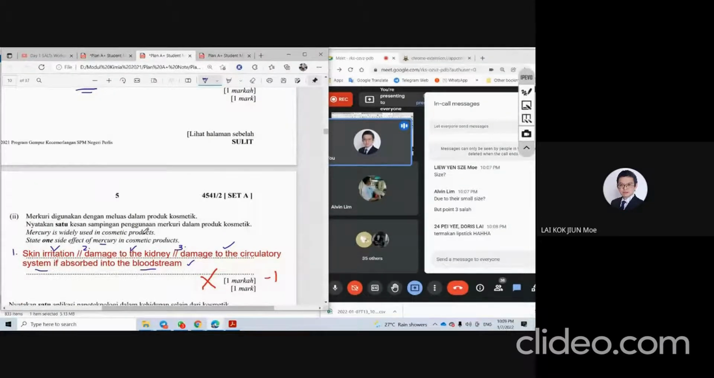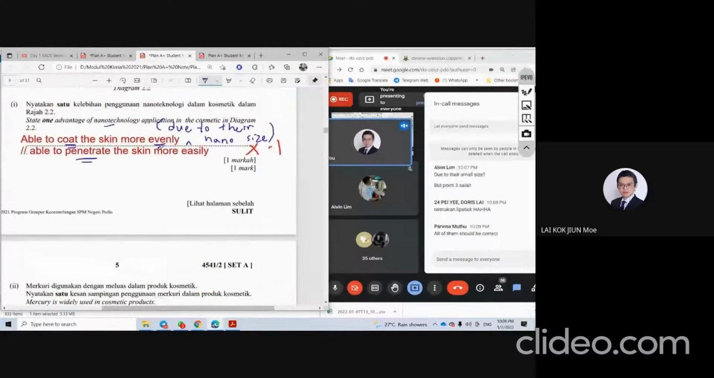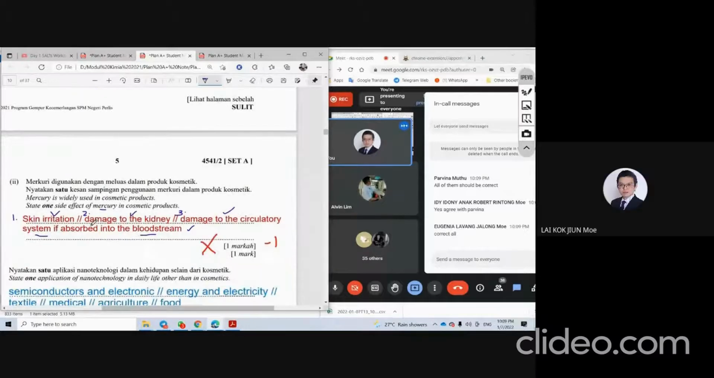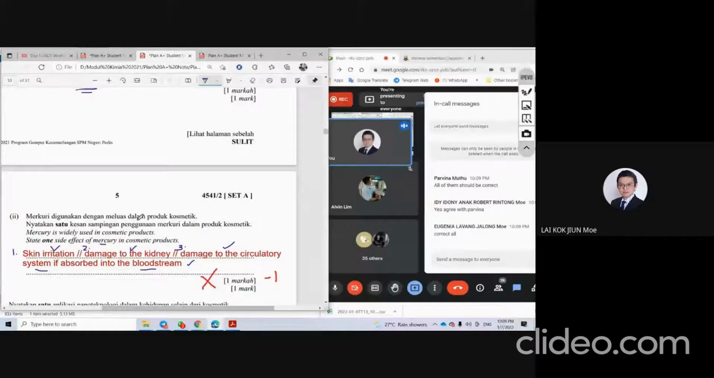If you apply mercury, it will enter your skin, and enter your bloodstream. Finished, you die. Because it is toxic. Yes, maybe. All of them should be correct. Pravina said all correct. So Alvin, confirm that entering the bloodstream will cause damage to our body. I don't think so. It must. If you apply a toxic substance and it enters the cells, you die. Cancer is also possible. So that is dangerous.